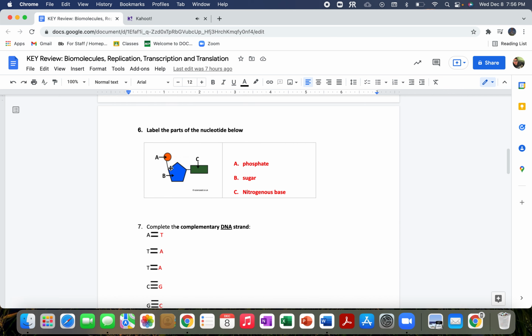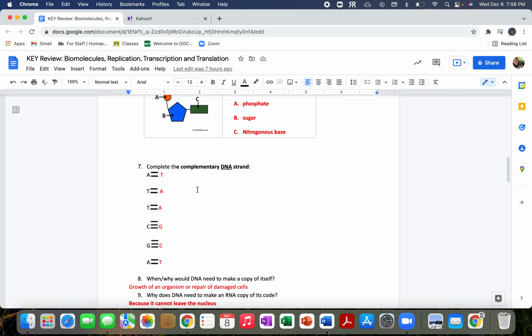Here we have the phosphate, we've got the sugar, and we've got our nitrogenous base. This is the A, T, C, or G. Remember, A always goes with T, C always goes with G. When we look here, we've got our pairings: A to T, T to A, C to G, G to C.